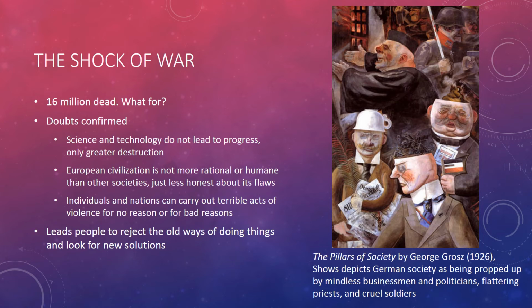And so for a lot of people, this seems like it's confirming the anxieties and the fears of the thinkers from the Crisis of Modernity. Science and technology made the war worse. European civilization is not better than any other society. In fact, it might be worse than other societies because it thinks it's so great. And individuals and nations are both irrational and started this war for no reason. So this leads people to reject old ways of doing things and to look for new solutions. And so we're going to see after World War I, a lot of people are going to abandon old-style democracies and start looking for new solutions and new forms of government.